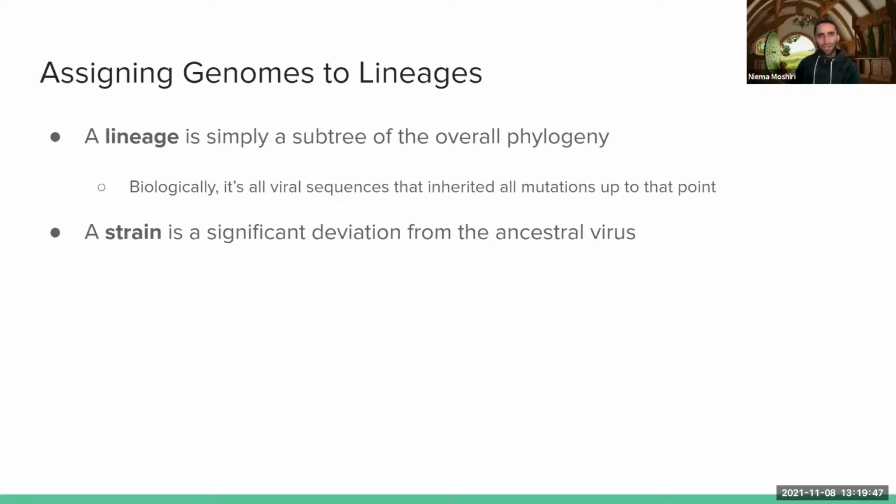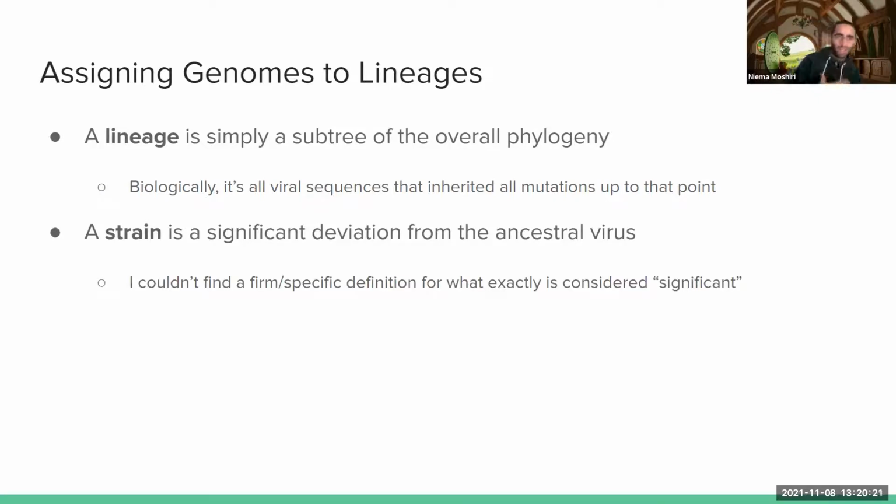A strain is a significant deviation from the ancestral virus. So you might have heard of HIV strains or influenza strains. A strain is just a really big deviation from the ancestral virus. It's still the same species. No matter what strain of influenza you have, it's still influenza, it's still the flu, and whatever strain of HIV you have, it's still HIV. It has just differed enough from the original ancestor that they've now designated a new strain.